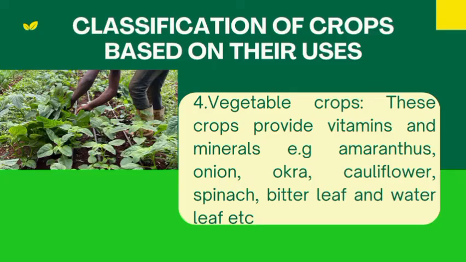Examples of these vegetable crops are amaranthus, onion, okra. Okra here is what we call okra, but the English name is okra. Cauliflower, spinach, bitter leaf, water leaf, and other vegetables.